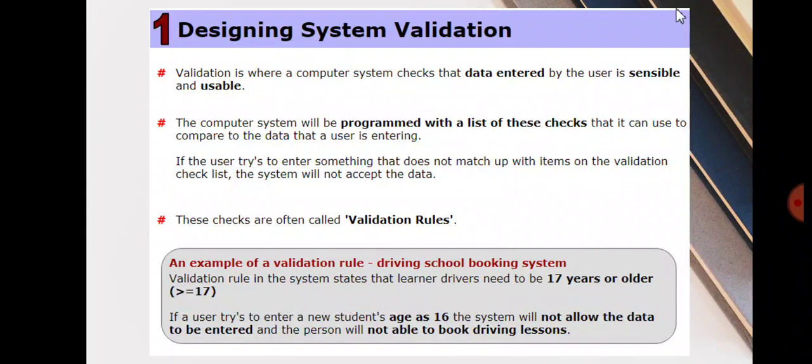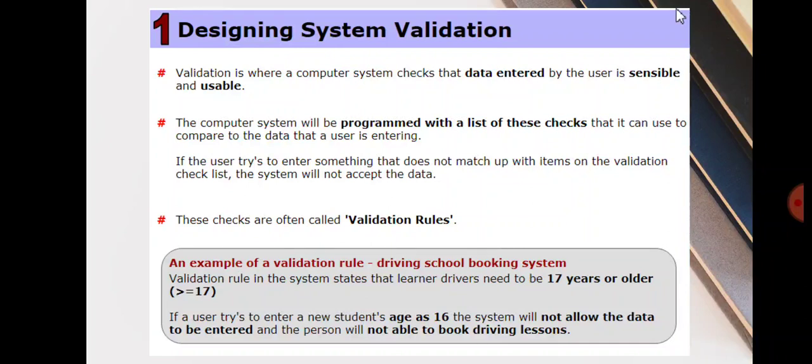Validation is where a computer system checks that data entered by the user is sensible and usable. The computer system will be programmed with a list of checks that it can use to compare the data that a user is entering. If the user tries to enter something that does not match an item on the validation checklist, the system will not accept the data. So these are the validation rules and these are the validation checks.